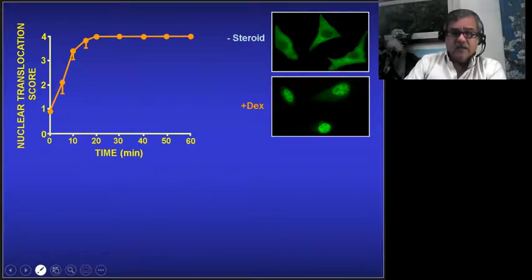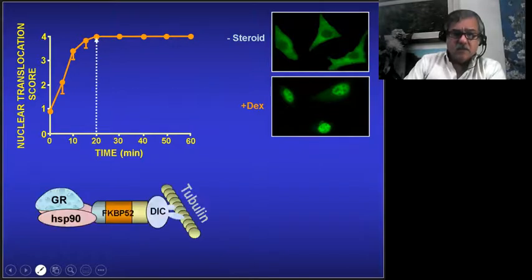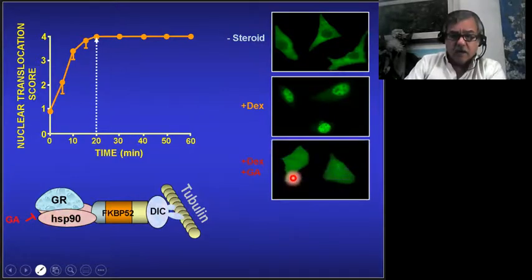The HSP90 inhibitor, geldanamycin, should prevent GR movement, and cells should look like this one. However, the receptor, when geldanamycin is inhibiting the heterocomplex, is still moving, although it moves slowly. It takes almost 1 hour to reach the nuclear compartment. Is this due to the toxic effect of the drug?